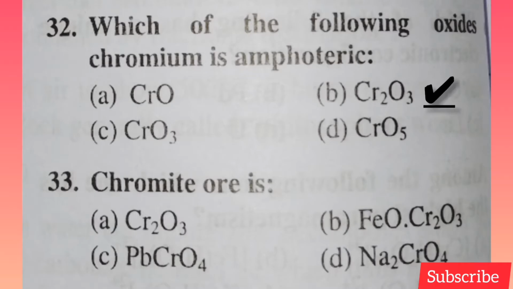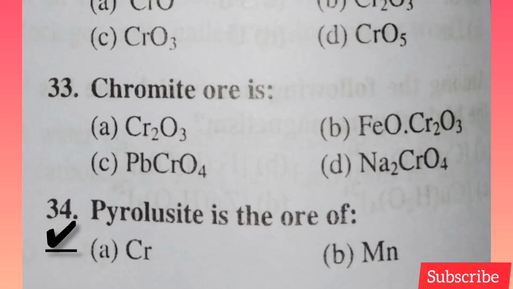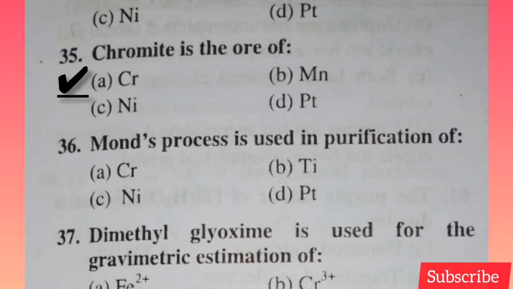विच ऑफ द फॉलोइंग ऑक्साइड ऑफ क्रोमियम इज एम्फोटेरिक, ऑप्शन B इज करेक्ट। क्रोमाइट और इज, option B is correct. Pyrolusite is an ore of manganese, option B is correct. Chromite is an ore of, option A is correct. Mond's process is used in purification of, option C is correct, nickel.